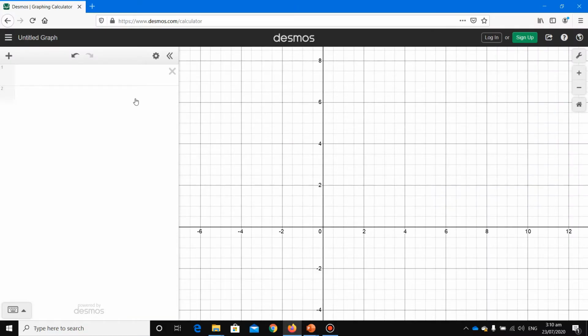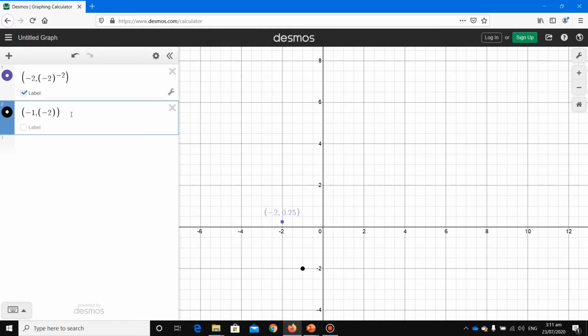Now let's graph our function. But instead of just typing our function, let's first plot the point. If we have x equals negative 2, and we raise negative 2 to negative 2, this is that point, negative 2, 0.25. Next, if we have x equals negative 1 and raise negative 2 to negative 1, that is this point, negative 1, negative 0.5. Obviously it decreases.